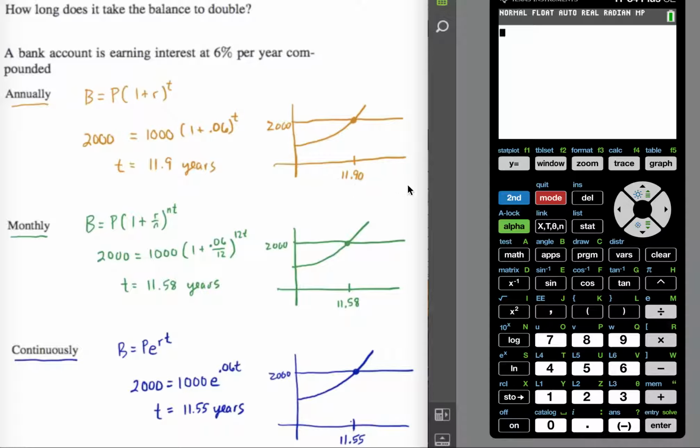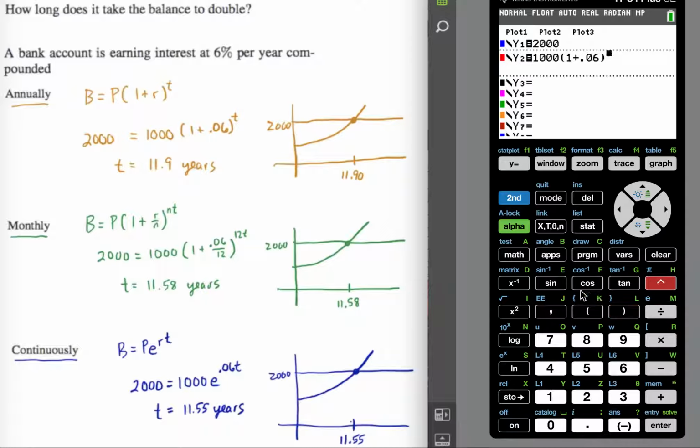So in order to do this, I'm going to press the Y equal key, and then I'm going to set one side of the equation equal to y1. So I'll make y1 equal to 2,000, the left-hand side. Then I will make y2 equal to the right-hand side. So this is 1,000 times parentheses, 1 plus the rate, 0.06, and we'll raise that to the x power. X will be our t.